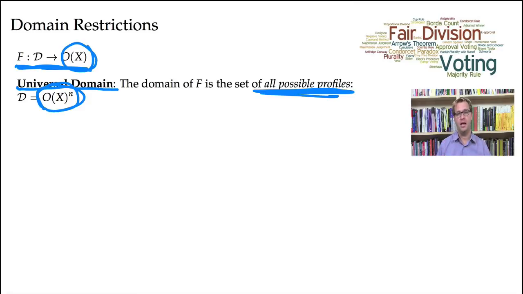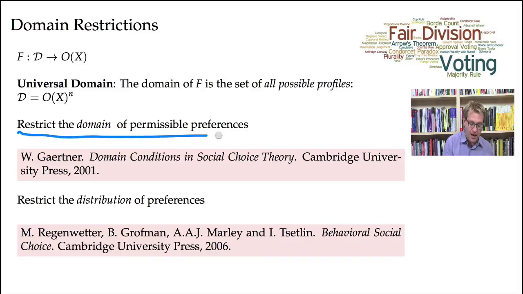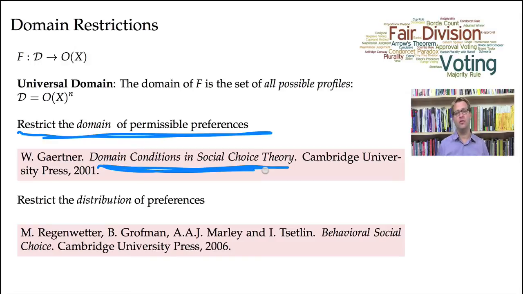Now, there's two ways we can think about restricting or analyzing the domain in order to rule out certain paradoxes. The first is to actually restrict which profiles of preferences are admitted into the domain. The idea here is we say that the voters are simply not allowed, or empirically we can argue that they won't actually adopt a certain profile of preferences. I recommend this book by Gaertner on domain conditions in social choice theory. There's quite a bit of literature on this topic.